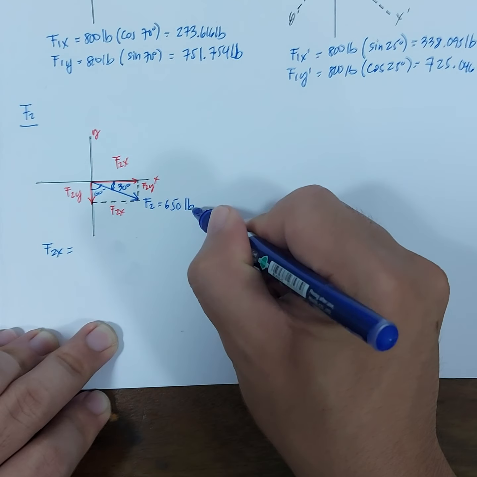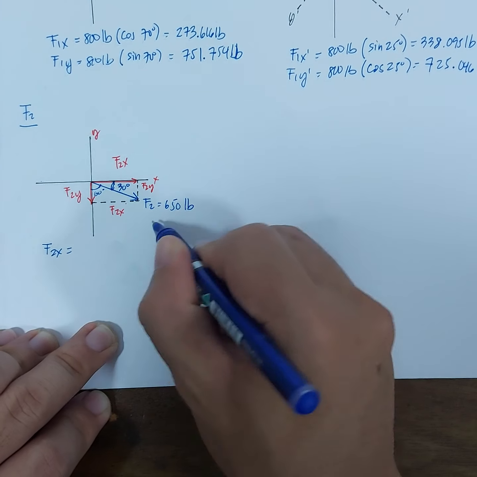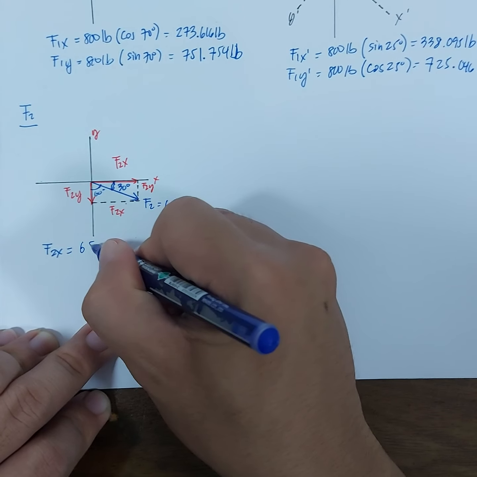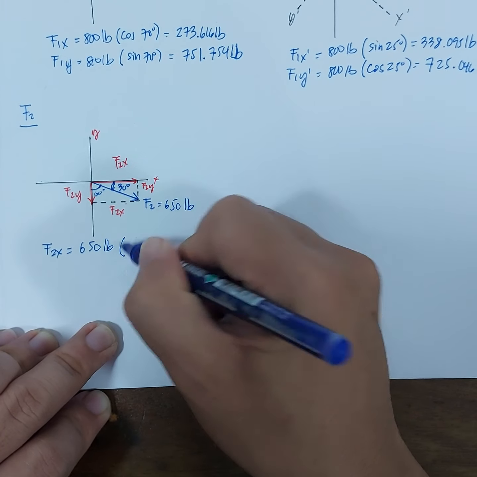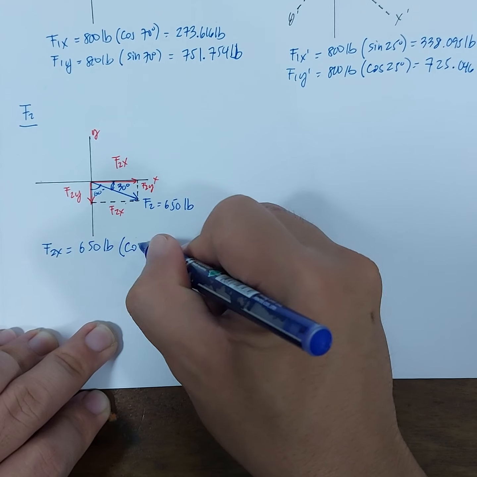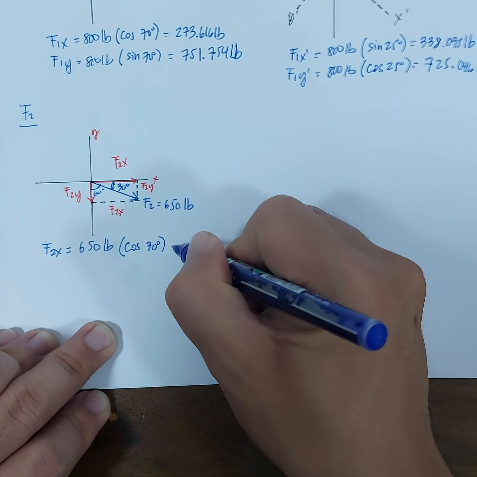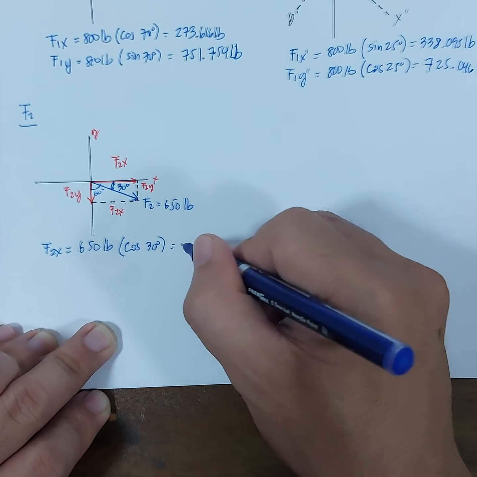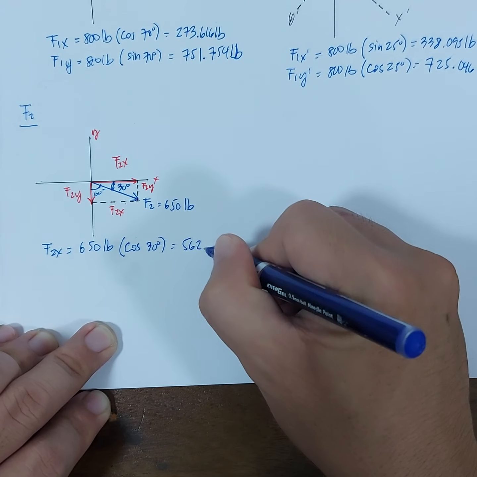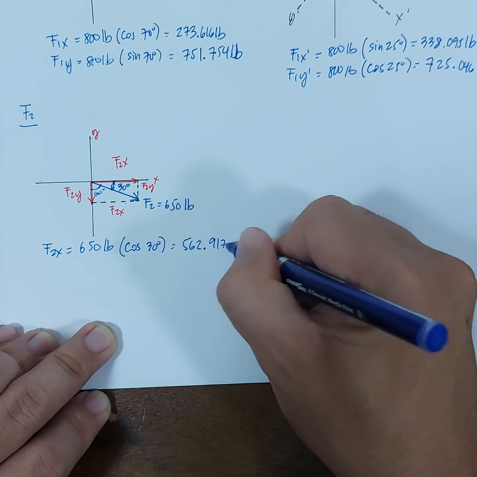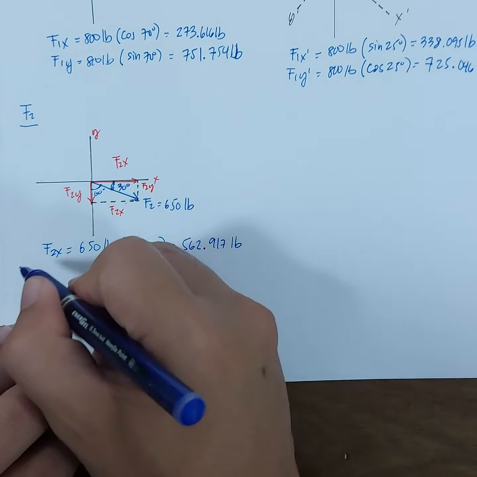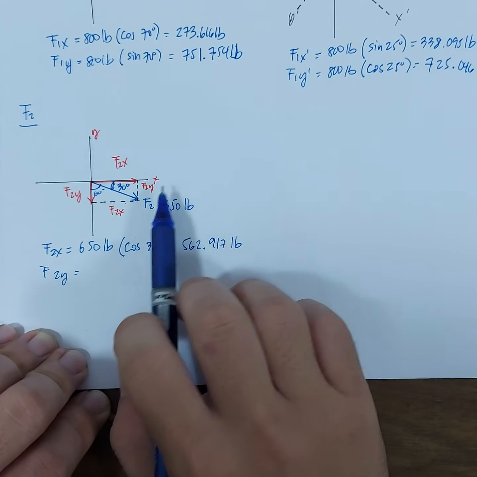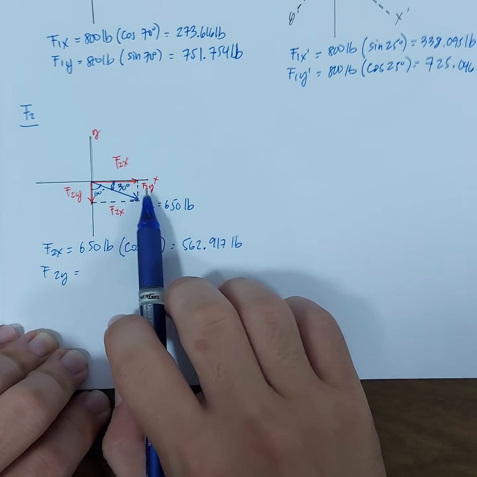Okay? So, F2x is equal to, so adjacent sides, so that is cosine. So, the magnitude of F2 is 650, which is the hypotenuse of the right triangle. So, 650 pounds times cosine of 30 degrees, that is equivalent to 562.917 pounds.